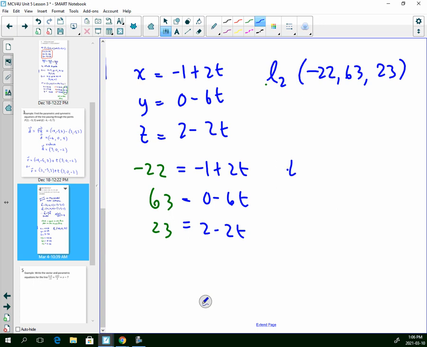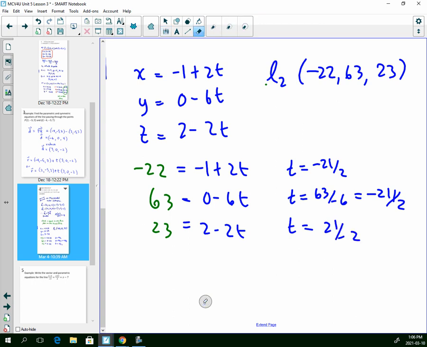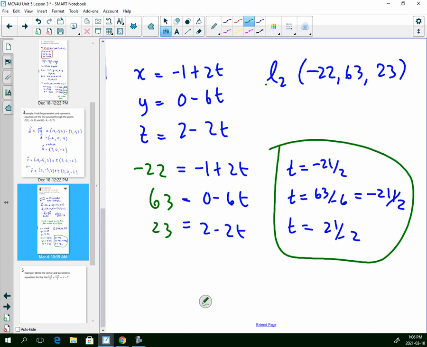Okay, so the first one would be negative 21 over 2. The second one would be 63 over negative 6, which reduces to negative 21 over 2. And then the third one would be 21 over negative 2. So yes, they are coincident. My t value was the same for all. So not only are they parallel, but a point on line 2 lies on line 1, so therefore they must be coincident. Okay, so that's easy to check.